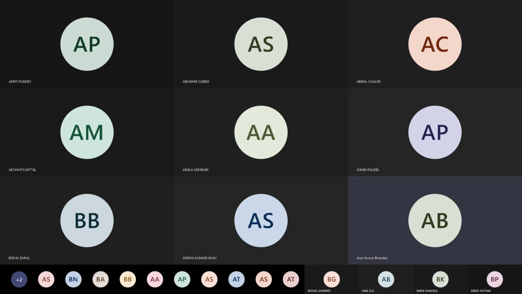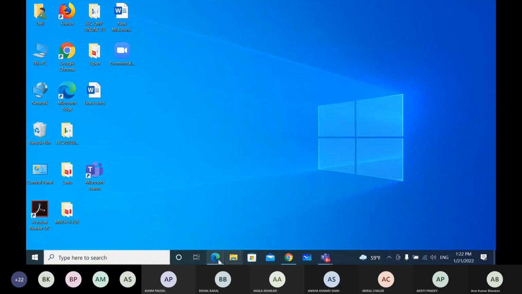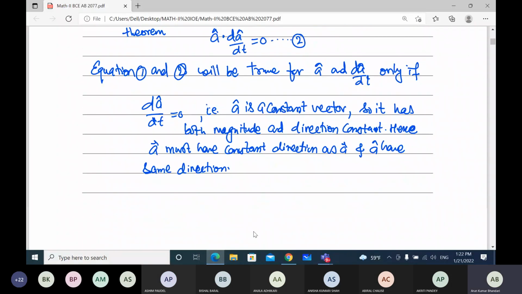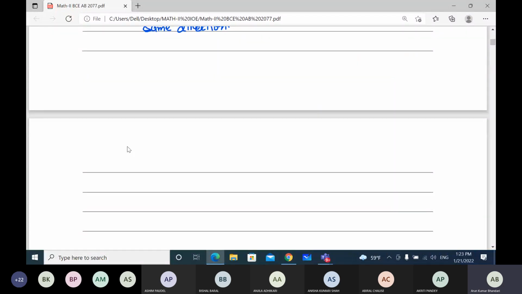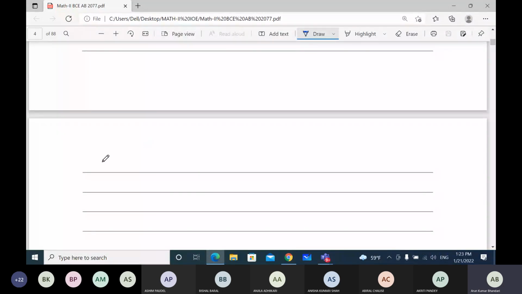Okay, so I guess we can start now. This is the point where we had left in the morning, it was theorem 2. We have completed these two theorems. Okay, so again, welcome back to you all in this afternoon session.